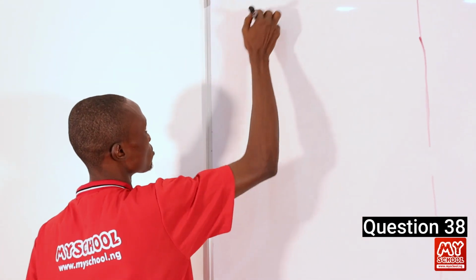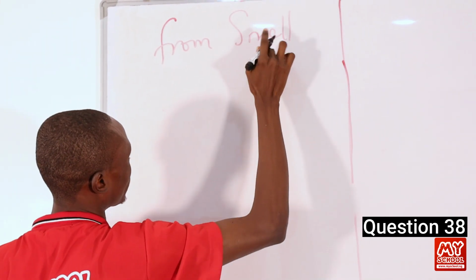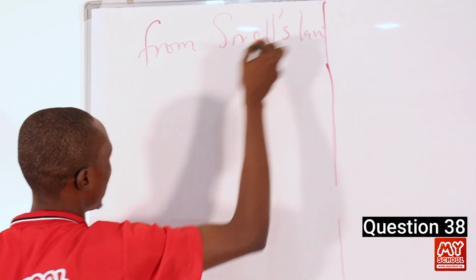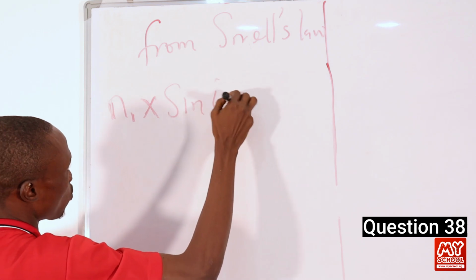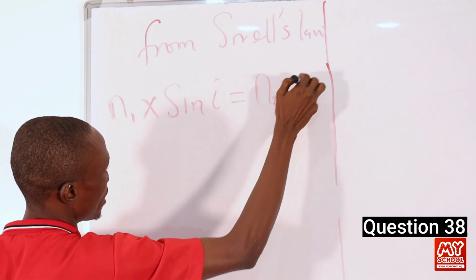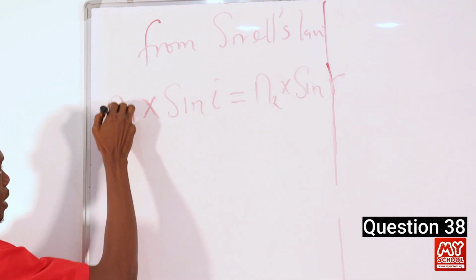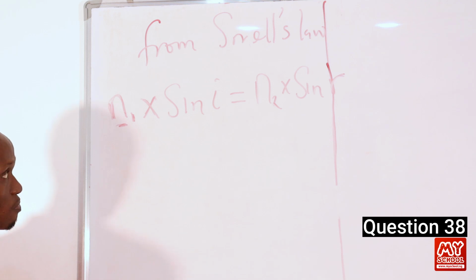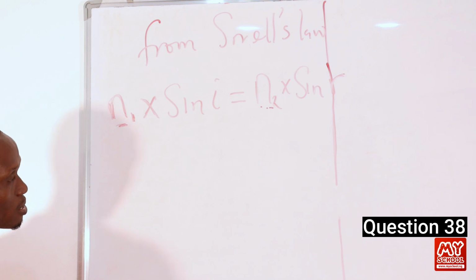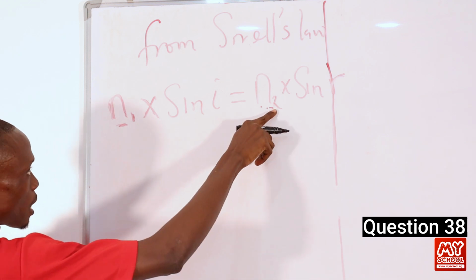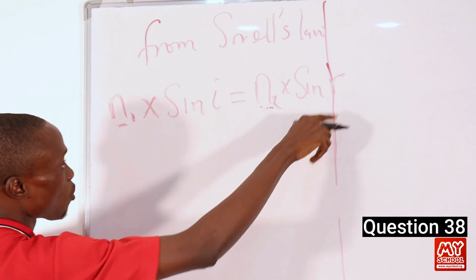From Snell's law, we know that N1 times sine I is equal to N2 times sine R, where N subscript 1 stands for the refractive index of water, N subscript 2 stands for the refractive index of the glass, I stands for the angle of incidence, and R stands for the angle of refraction.